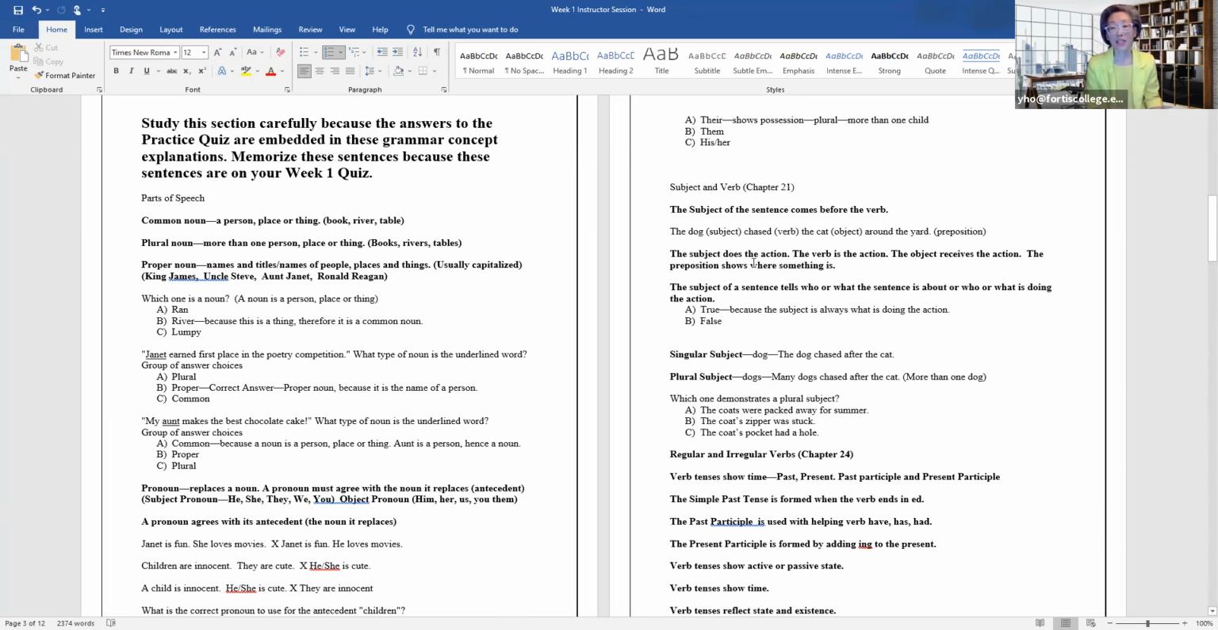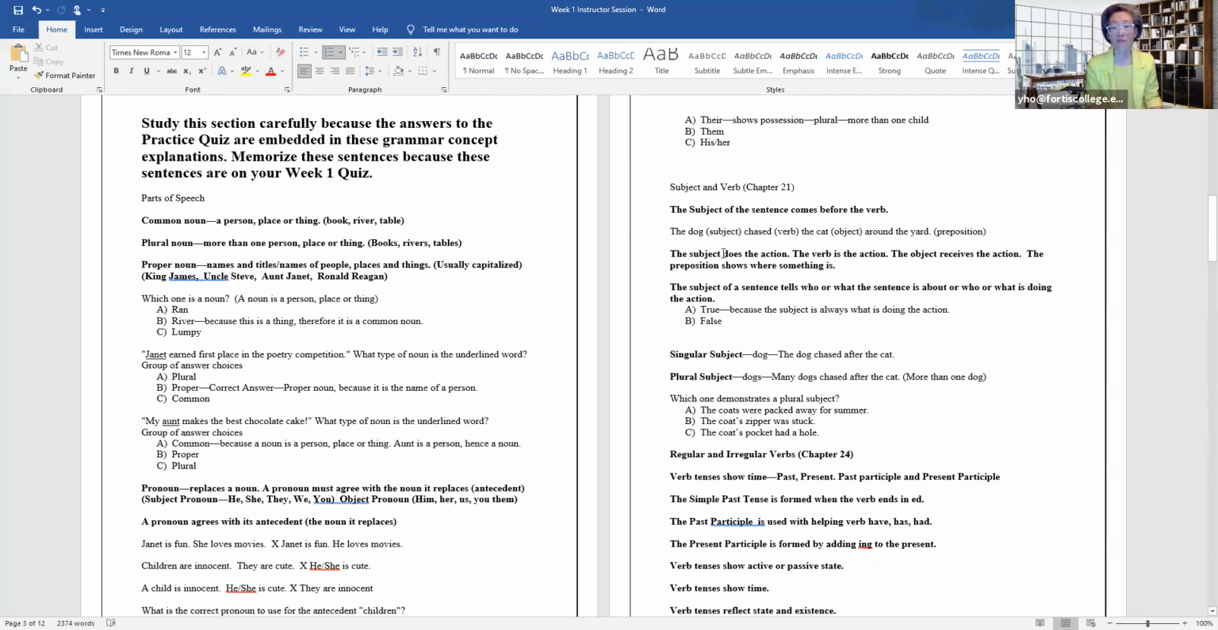The subject does the action. The verb is the action. The object receives the action. The preposition shows where something is. The subject of a sentence tells who or what the sentence is about, or who or what is doing the action. So here, is it true or false? The answer is true, because the subject is always the one that's doing the action.